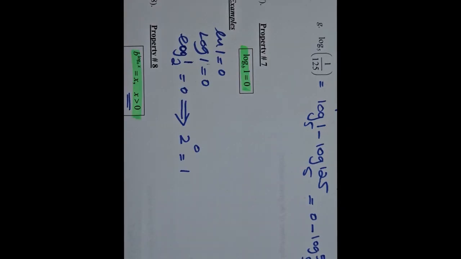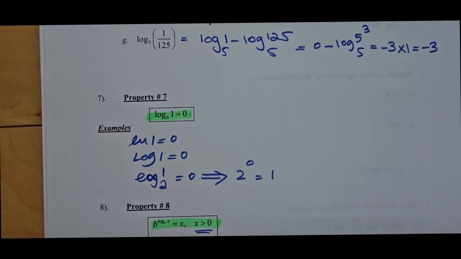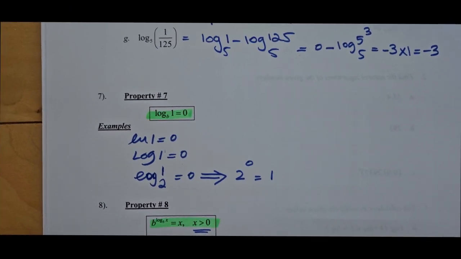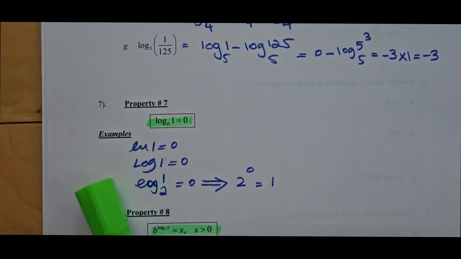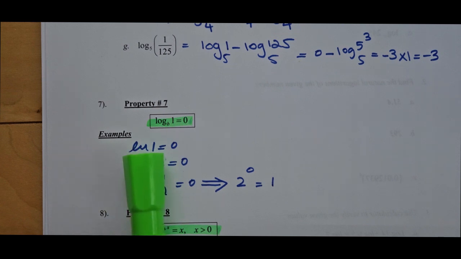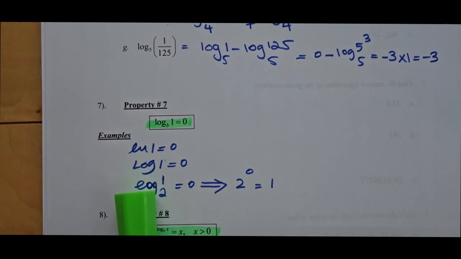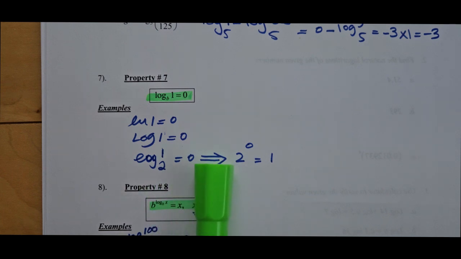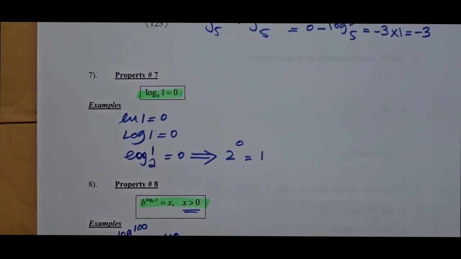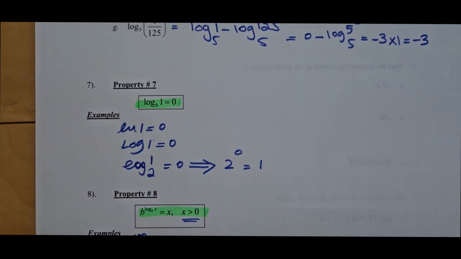Okay, guys, remember we did 6 rules so far. Now, rule number 7. Logarithm of 1 to any base. It's 0. Examples would be ln of 1, logarithm of 1 to the base 10, or logarithm of 1 to any base like 2, it's 0. Because remember, if we use the conversion between logarithm and exponent, the base must be raised to the power of 0, so the answer would be 1. Property 8. This is very awkward looking, but very simple to use.